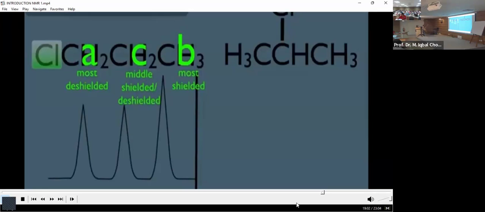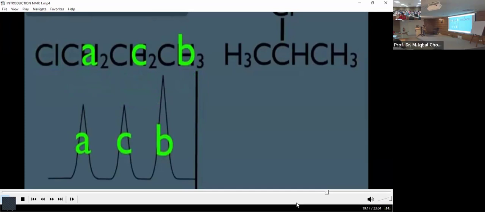And why not? Let's label him. Remember, this guy would be our A hydrogen peak, the most deshielded. This right here would be the B peak, the most shielded. And then remember C right here would be in the middle of them. So that's what we would get out of the HNMR for that molecule.